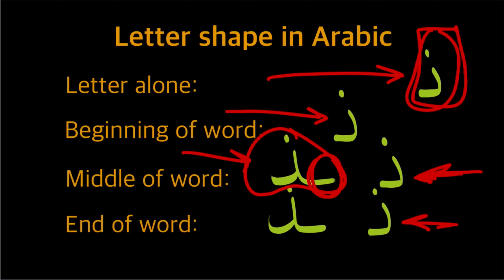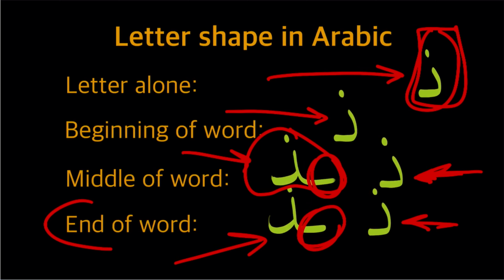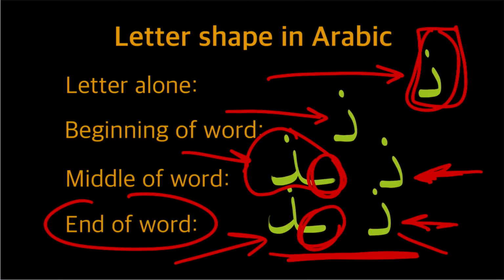It could be on its own. In the middle of a word and at the end of a word, it could be connected to a letter before. So here we see the two possibilities of how it might look. At the end of a word, it could be alone or connected to a letter before.